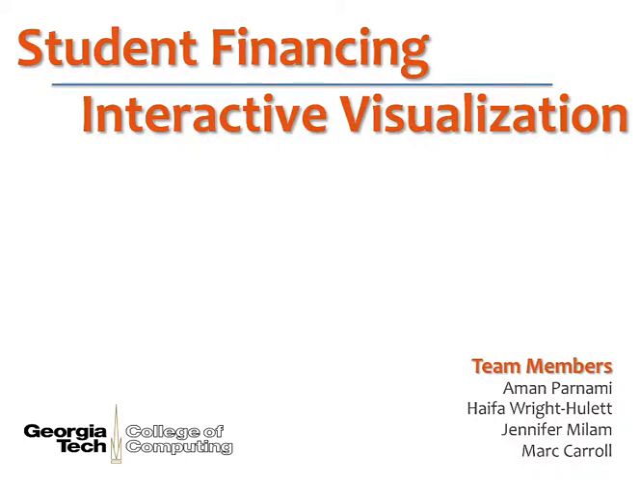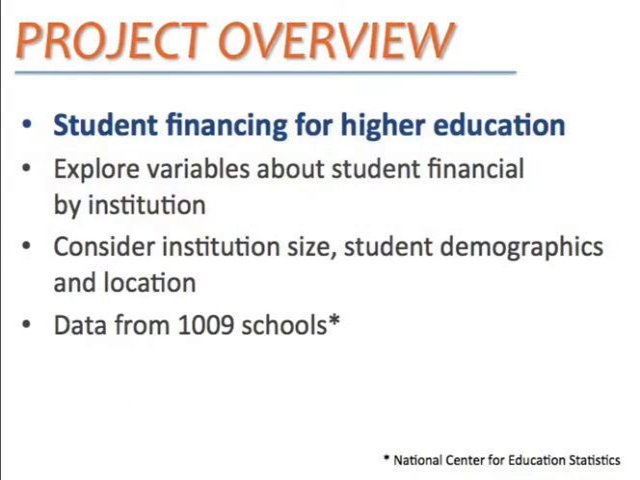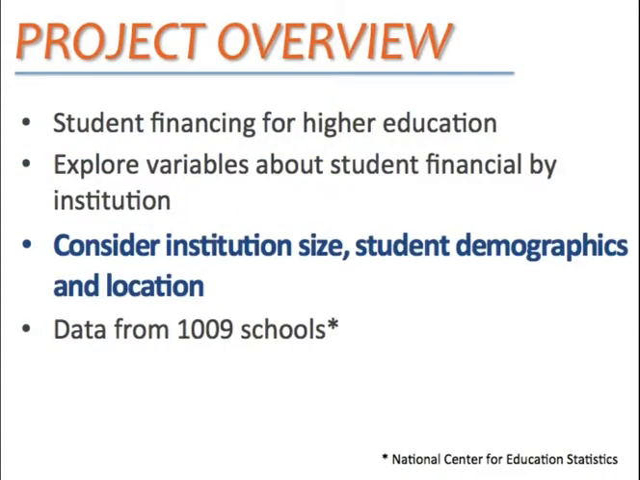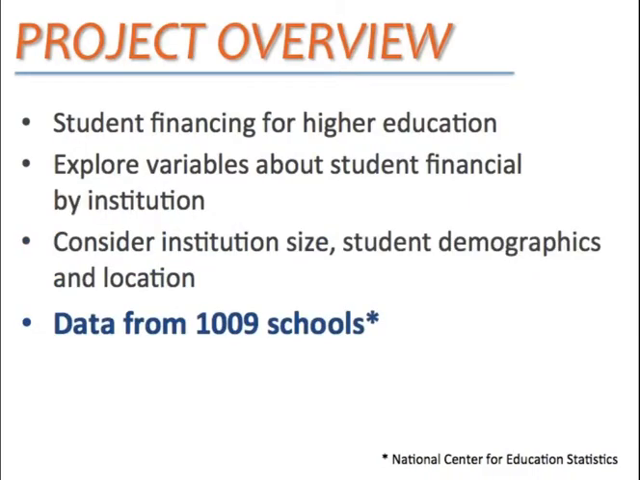This is a demo for an interactive visualization system for student financing for higher education. This system was developed to allow interested parties a means to explore financial variables regarding how people finance their higher education. The system also offers users a way to compare additional school features such as size, student demographics, and location. We collected data from 1,009 schools from the National Center for Education Statistics.